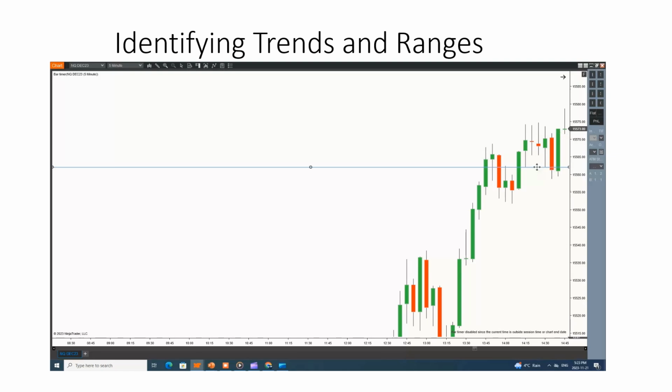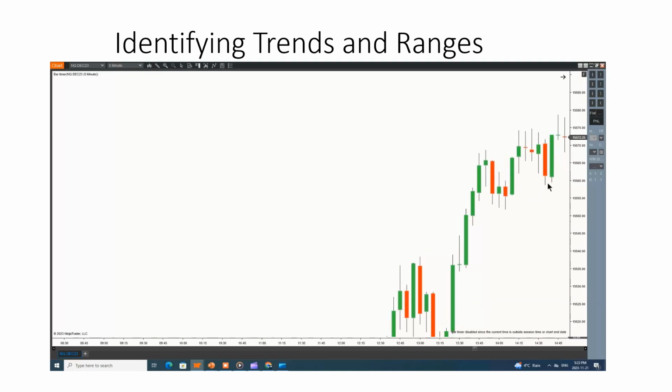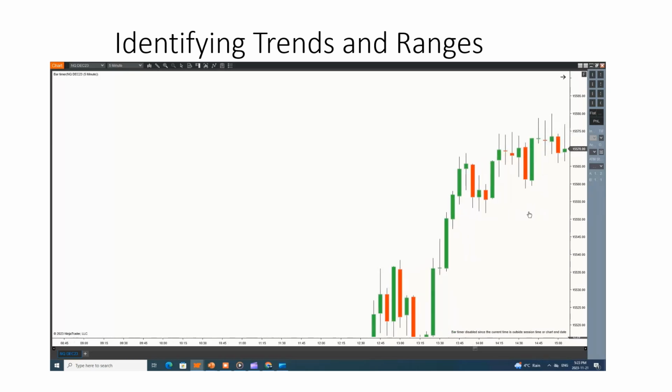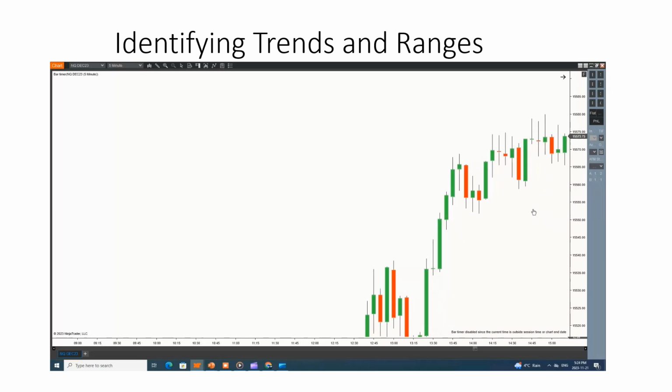It had made a lower close, so now that range, the high and the low of this bar, is invalid. It cannot make the trend into a range. Let's move on. Now two bars have closed within the range of this green bar. Market is in a range.